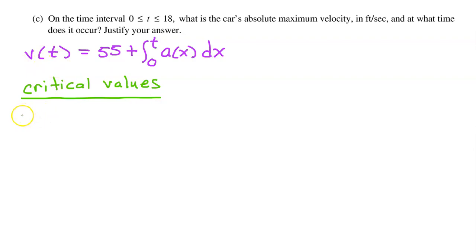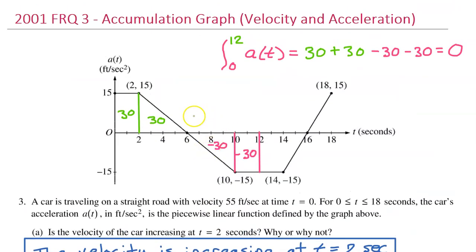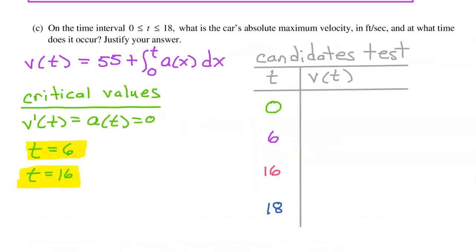The critical values will occur when v prime is equal to 0. But v prime is acceleration. So we need to find where acceleration is equal to 0. Luckily, we have a graph of acceleration, so we can just take a look and see where it equals 0. Oh look, acceleration equals 0 here and here. t equals 6 and t equals 16.